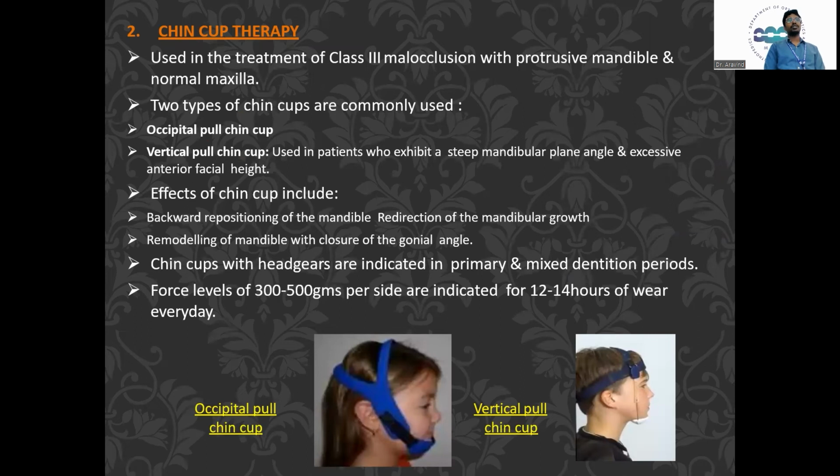So next is the usage of chin cups to intercept a class 3 malocclusion. Chin cup therapy is usually used in the treatment of class 3 malocclusion with a protrusive mandible and a normal maxilla. The two types of chin cups commonly used are the occipital pull chin cup and the vertical pull chin cup. The main effects of the chin cups are a backward repositioning of the mandible, which in turn redirects the mandibular growth, and remodeling of the mandible with closure of the gonial angle.